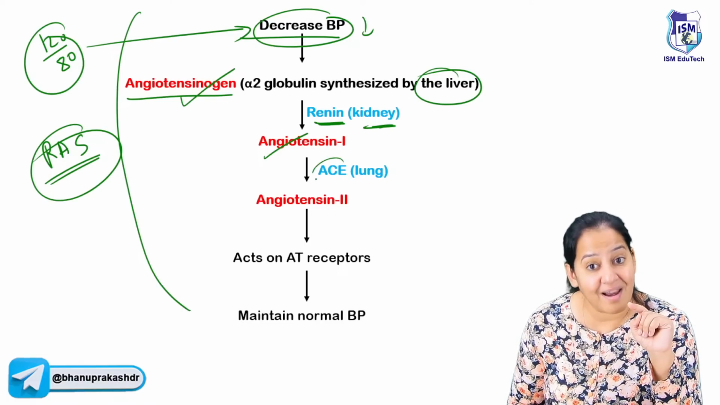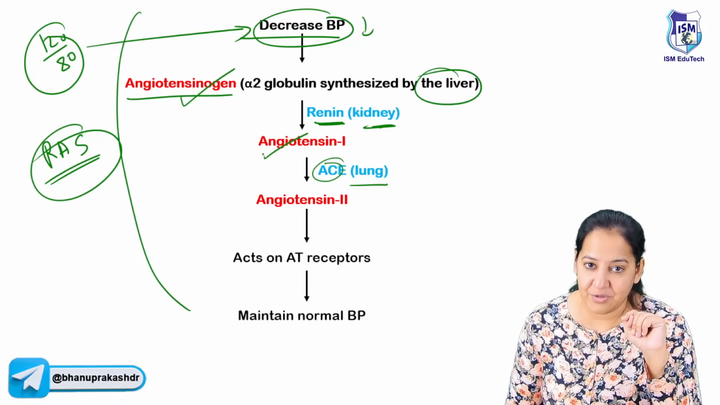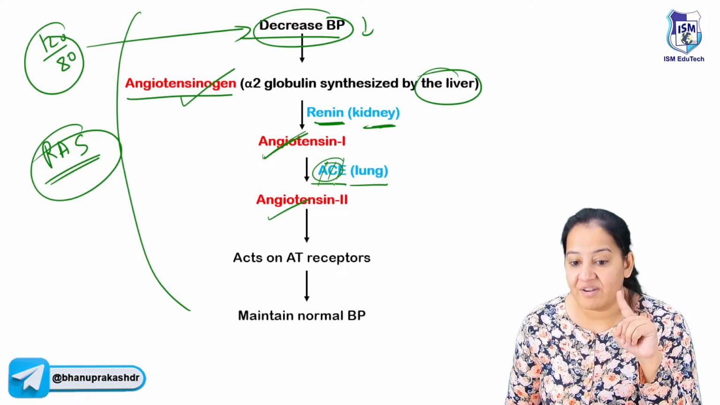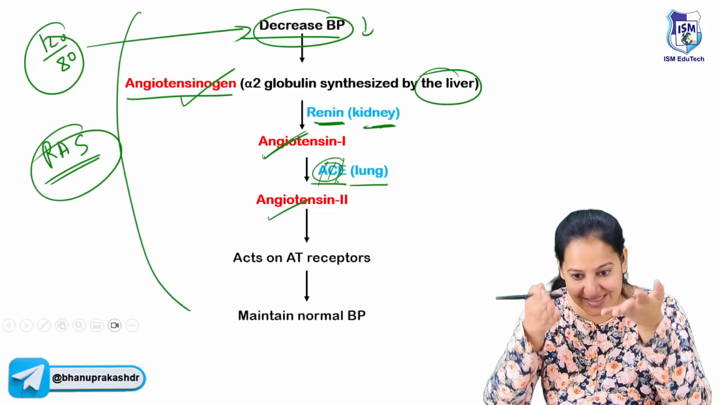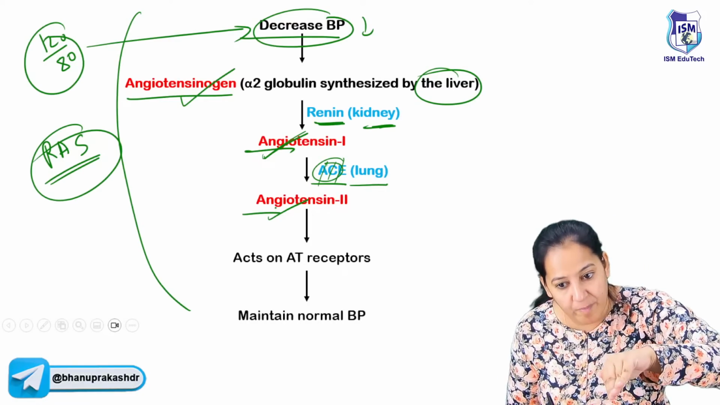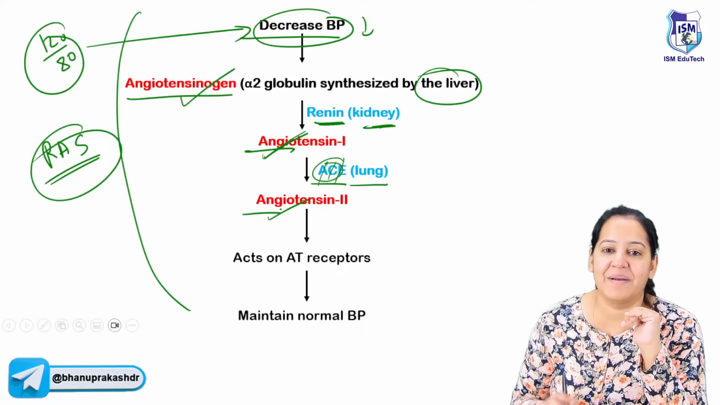And ACE is another enzyme. It is secreted by the lung. It converts angiotensin 1 to angiotensin 2. What is the full form of ACE? Angiotensin converting enzyme. You can see it is converting angiotensin 1 to angiotensin 2. That's why it's known as angiotensin converting enzyme, the ACE enzyme.